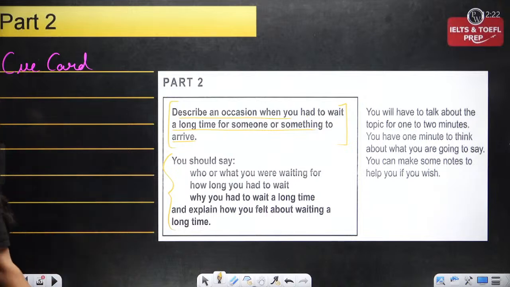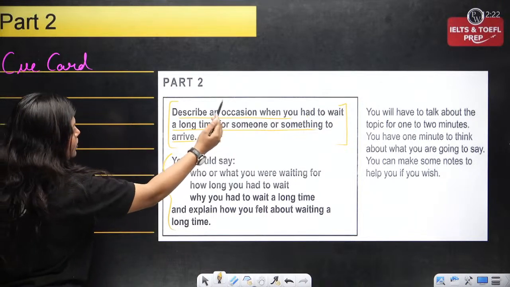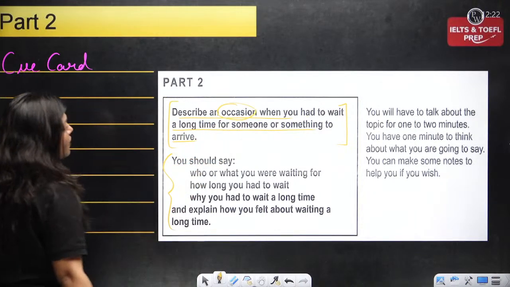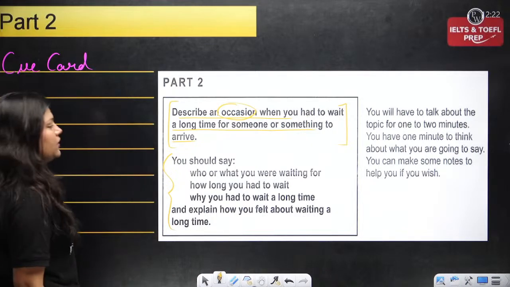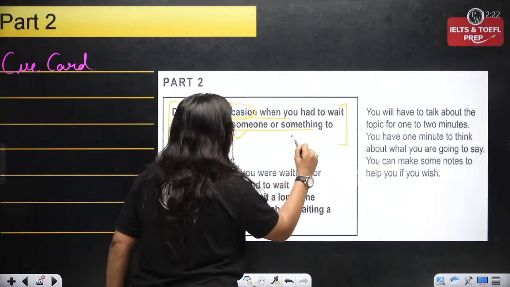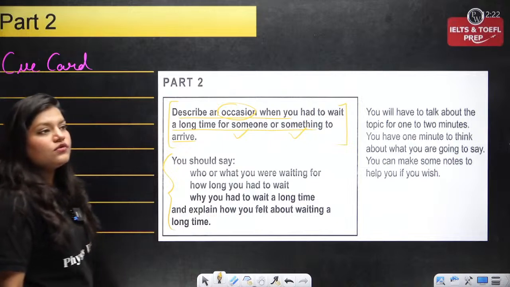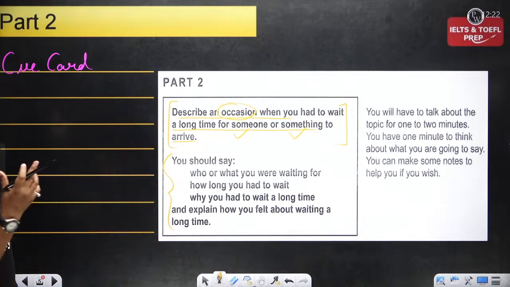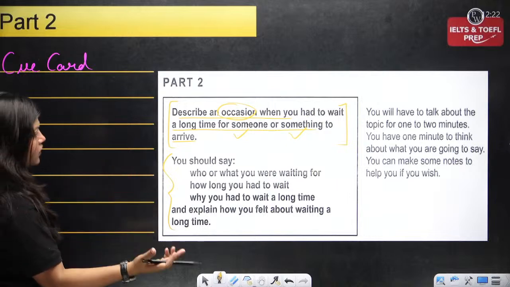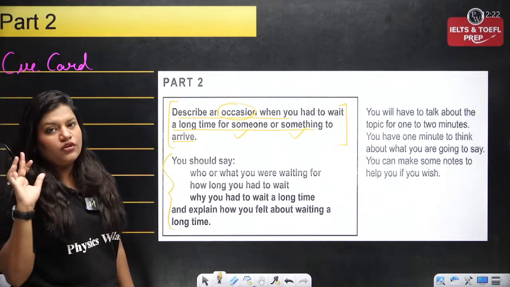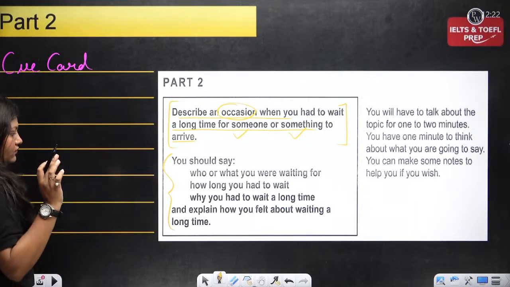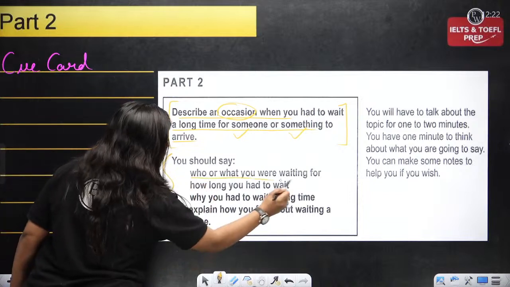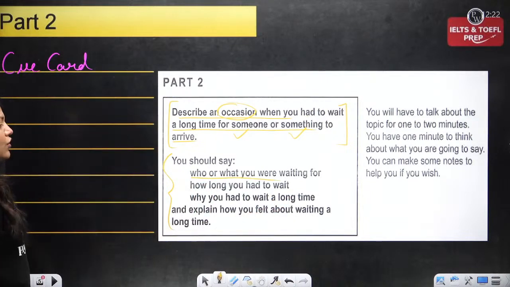ठीक है, तो कैसे बताया मैंने कि describe an occasion, एक occasion के बारे में बताना है when you have to wait a long time for someone or something. Now it can be a person or it can be a thing. Choose your thing, choose the thing that you want to choose precisely. If you want to talk about a person, you can talk about a person. If you want to talk about a thing, you can talk about a thing. Totally your thing. ठीक है, चलो, who or what you were waiting for, how long you had to wait.